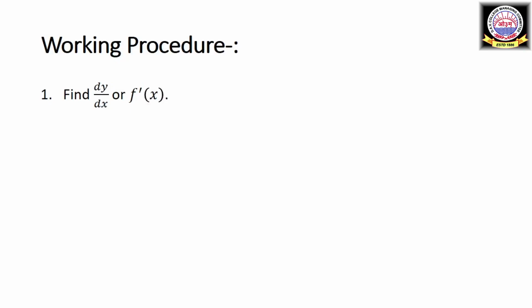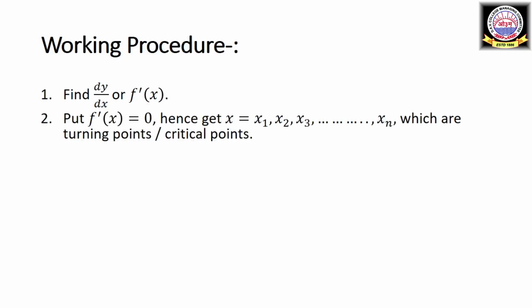Find f dash x or dy by dx. That is point 1. Put f dash x is equal to 0 and hence find x is equal to x1, x2, x3 ... xn. How many values are possible? These are the turning points or critical points. At the turning point or critical point, the function is neither increasing nor decreasing.